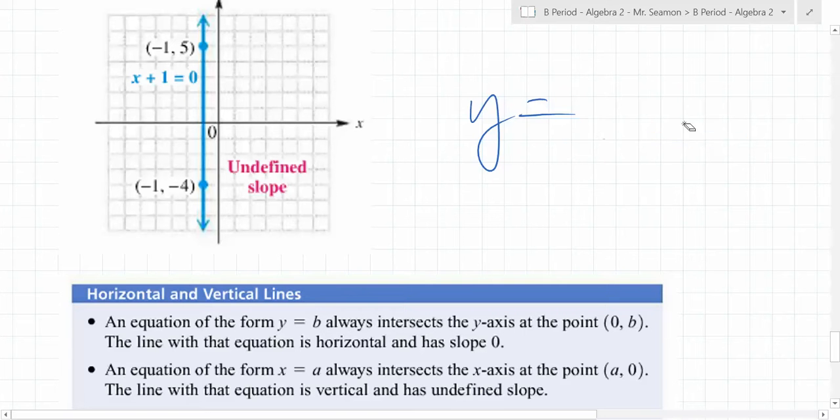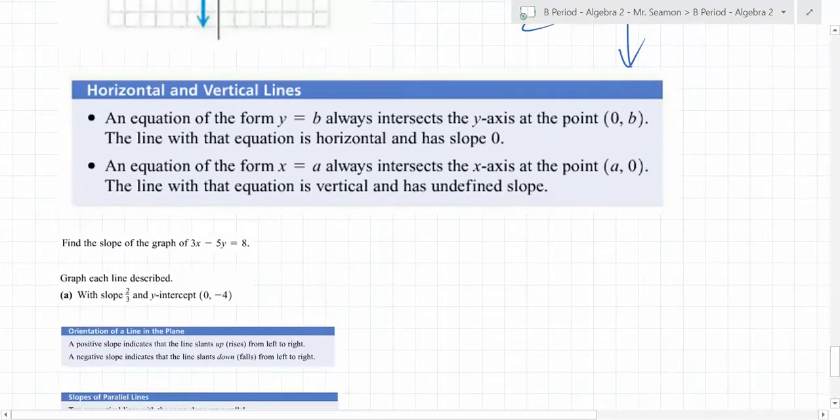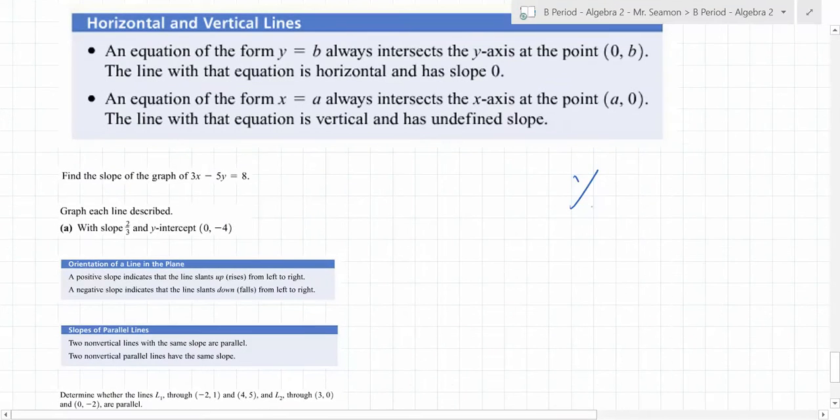So if I have the line y equals b, where b is any number you want it to be, it would look like this. It would be a horizontal line like that. Where would it cross the y-axis? (0, b), exactly. It would cross at (0, b). So if b was 2, it would be 2 right there. The only thing that changes, what happens if I had x equals a? What type of line is that?